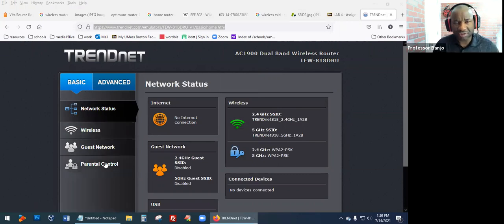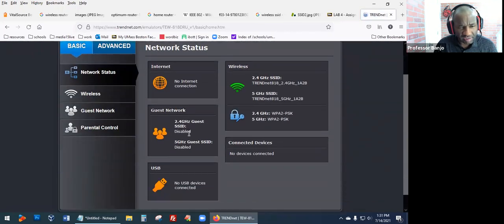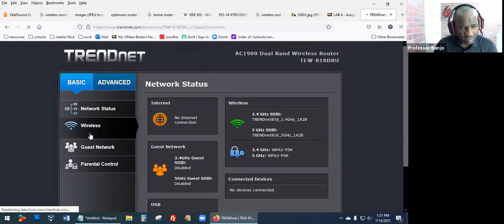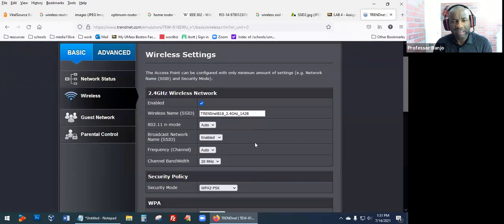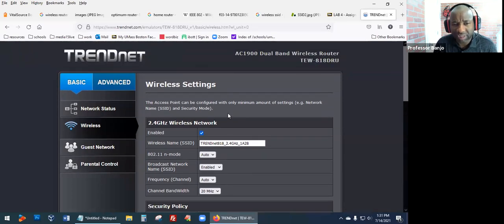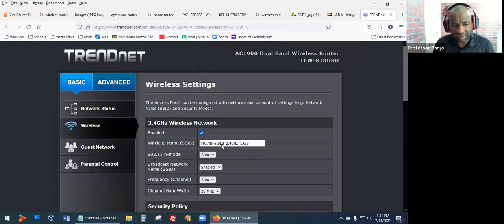So you're going to see all these different options when you're setting up your wireless router. When I go under basic, you're going to see the settings here. Under wireless, you want to set up your wireless network. Of course, you want to enable the network. Can you guys see this? Yes. Okay. So I can decide to enable or disable the network. I'm going to enable it, check the box.